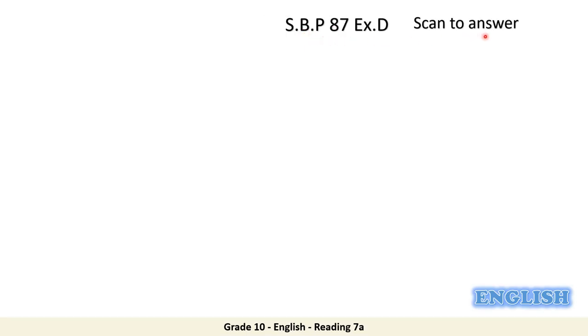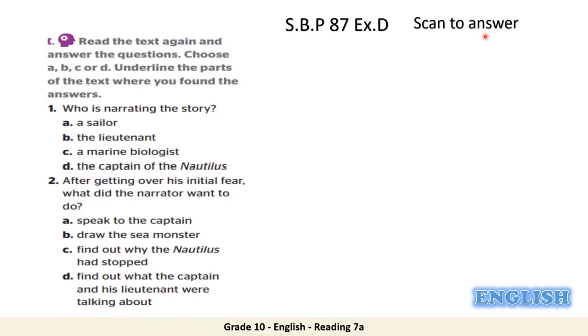Scan to answer. And here you are going to read the text carefully to answer these questions. Choose A, B, C, or D. Underline the parts of the text where you found the answers. And it means here that you are asked to underline the evidence that refers to the answer.